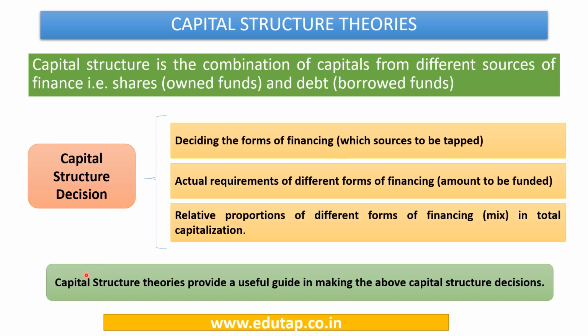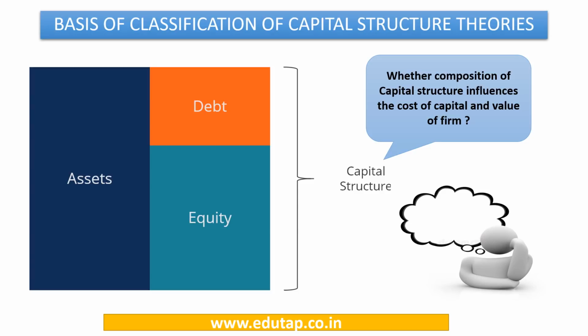Now there are different capital structure theories, and these theories provide us a useful guide in making capital structure decisions. So this is the crux of capital structure. The firm has some assets, and these assets are to be funded using debt and equity, which are the different sources of capital, and the composition of the total capital in terms of the amount of debt and the amount of equity is going to be your capital structure.